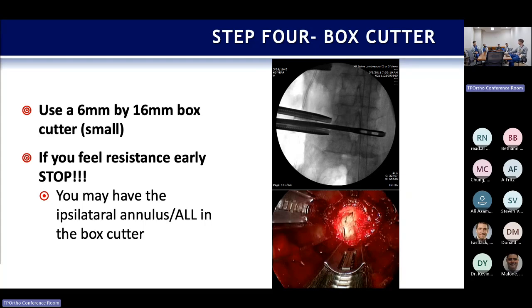So if I really want to get a lot of lordosis, I have the fellow do this. But if you feel a lot of resistance, you should double check it. You should not have to pound this thing hard to get it going. It should be inside and should go pretty easily at the beginning. It should get harder as you go through.